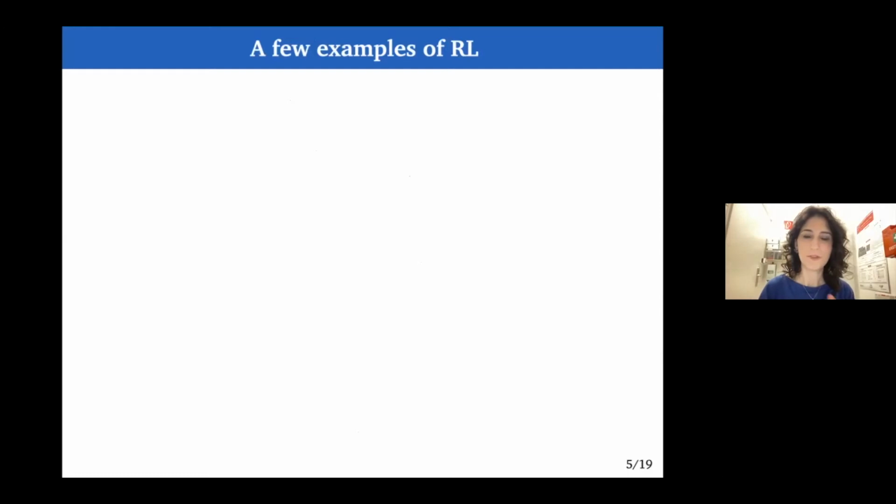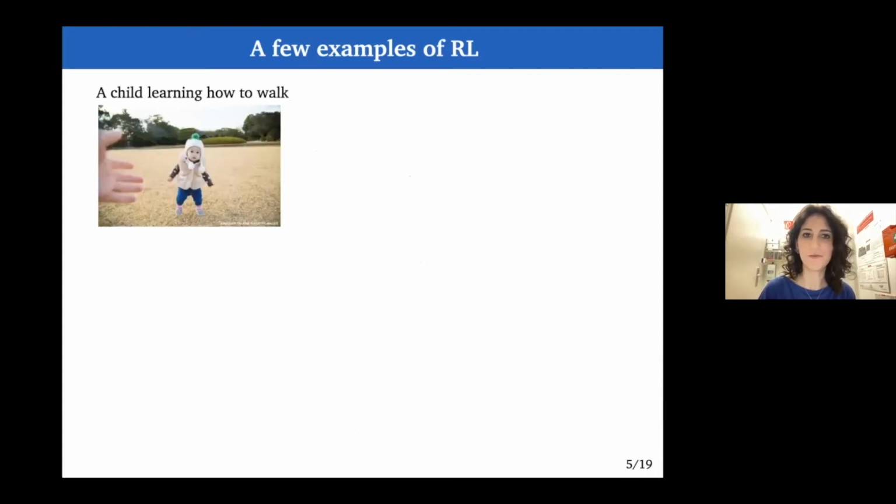And now, just to give you a more pragmatic idea of how it's used, let's see a few examples of what reinforcement learning can be. The very basic example, which really helped me a lot to understand the framework, is, for example, a child learning how to walk. In this case, the agent would be the kid who's trying to walk. So he's trying to accomplish the goal of walking.